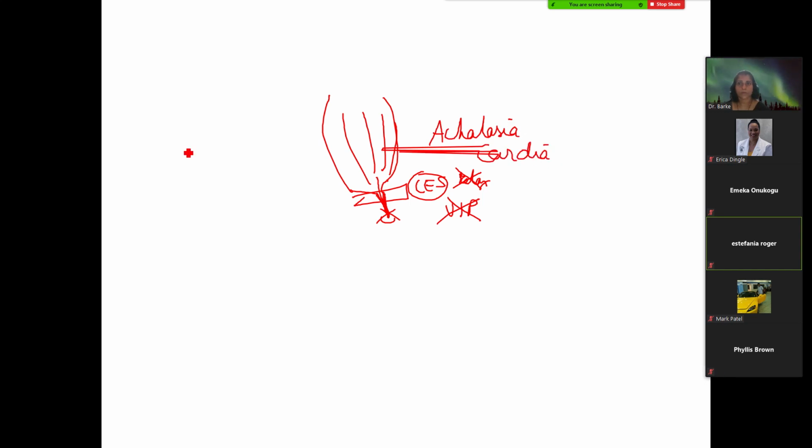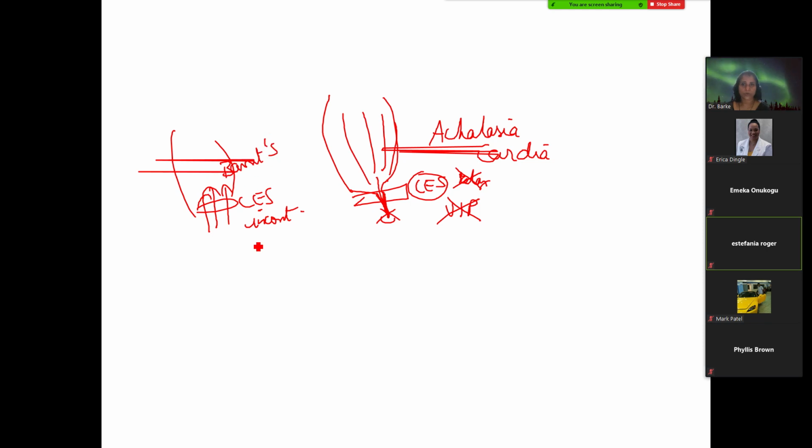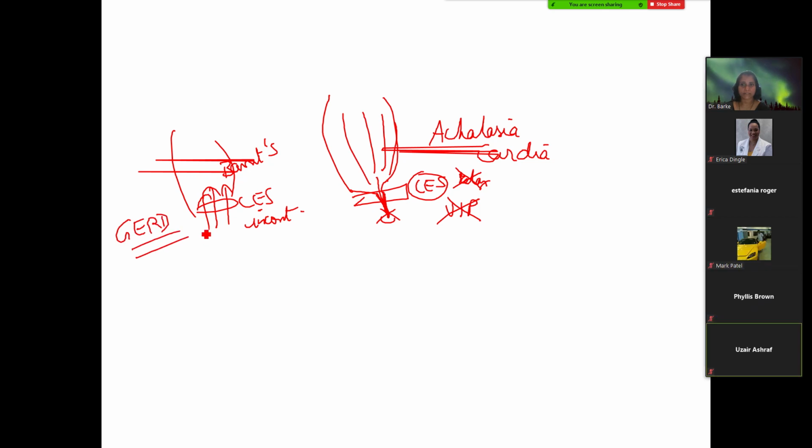Whereas what's the other extreme? The lower esophageal sphincter is incontinent. It does not close properly, so the secretions can leak back into the esophagus, giving rise to metaplasia. Squamous epithelium undergoes metaplasia to columnar: Barrett's esophagus. So that could be gastroesophageal reflux disease.